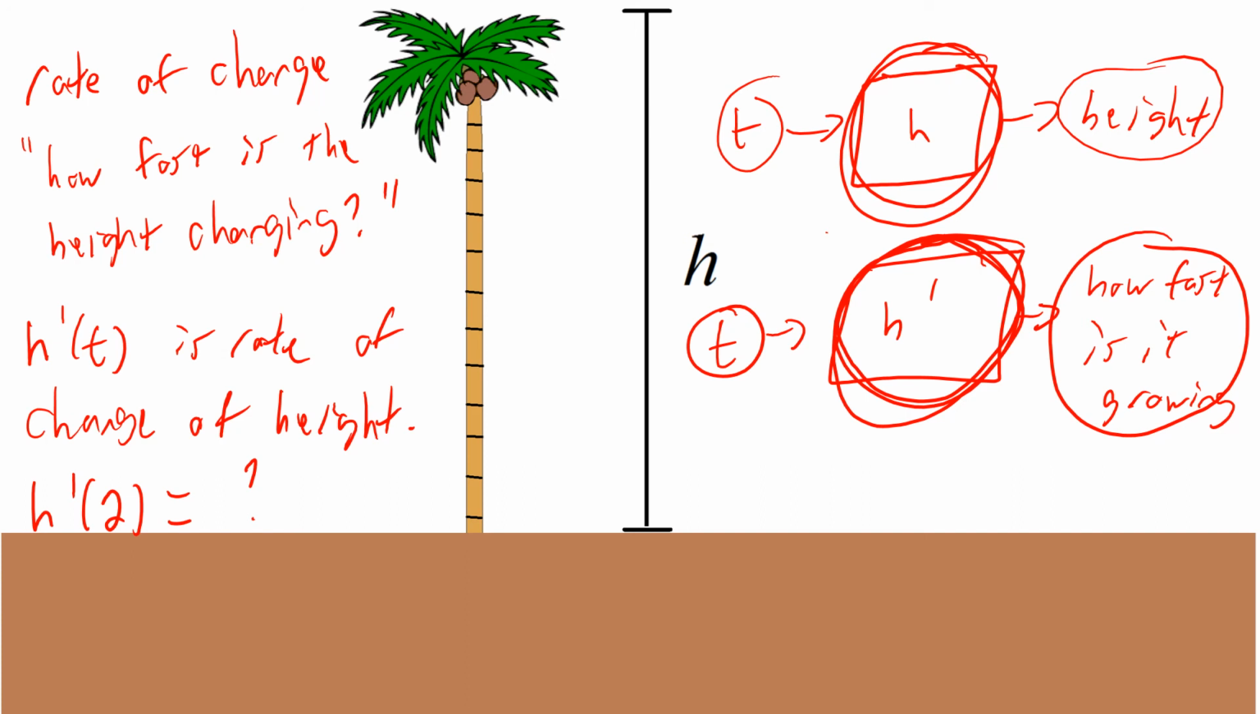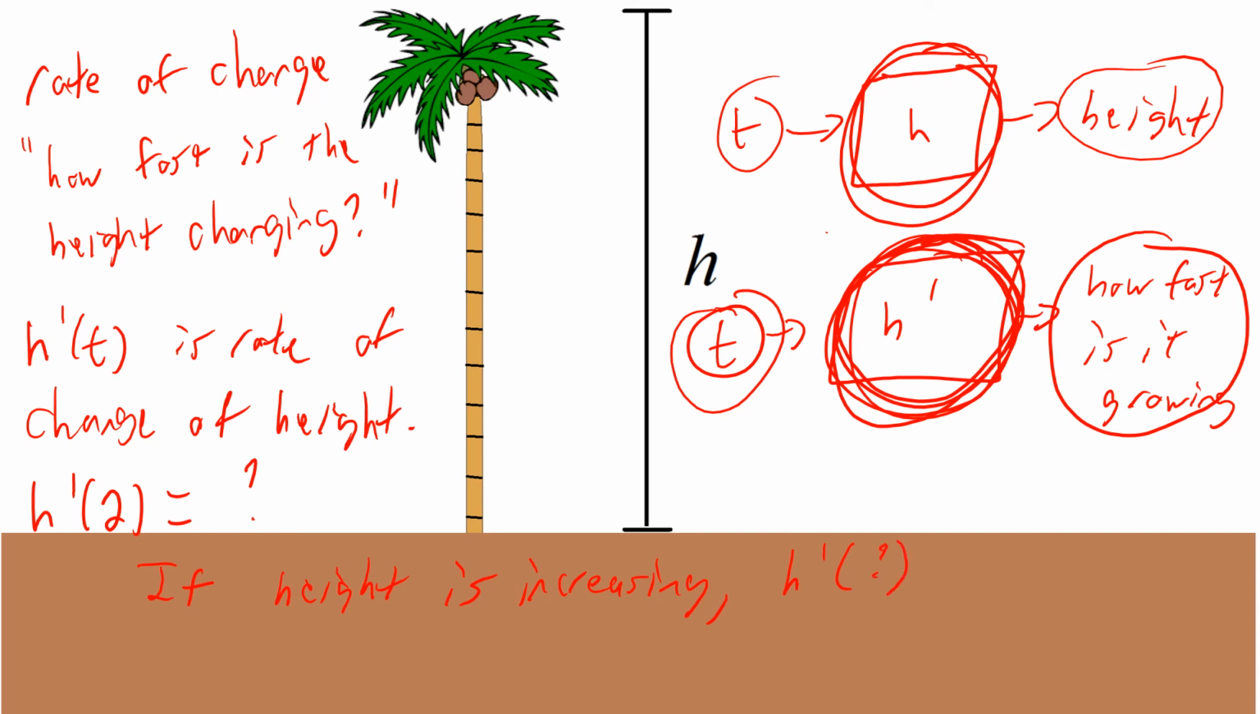Okay, one more thing I want to tell you about functions of time is that if the thing is increasing, then the derivative at that time will be positive. Okay, so let's write that down here. So if the height is increasing, then the derivative at the time that you plug in, so let me just put a question mark here, but you plug in some time, will be positive. So the derivative is positive if the thing is increasing. In this case, if the height is increasing.